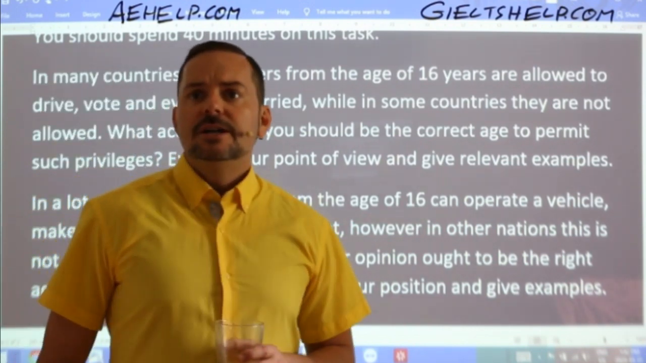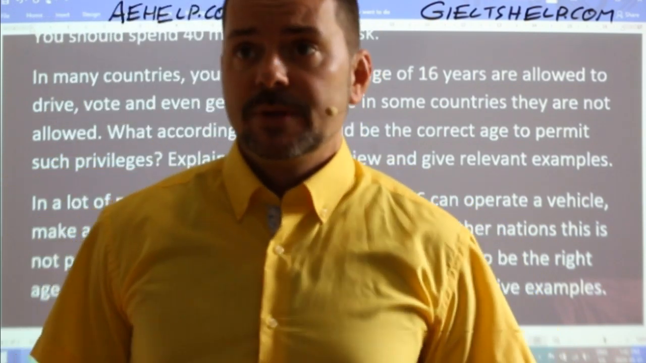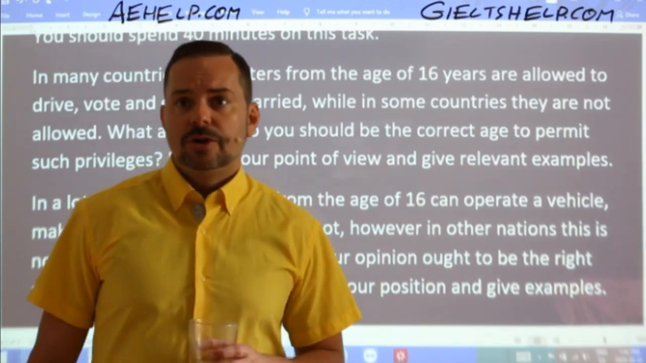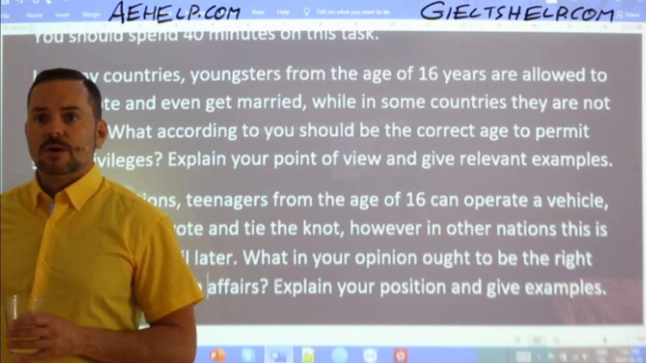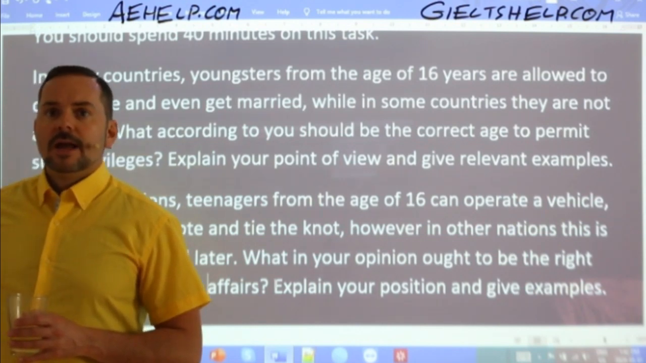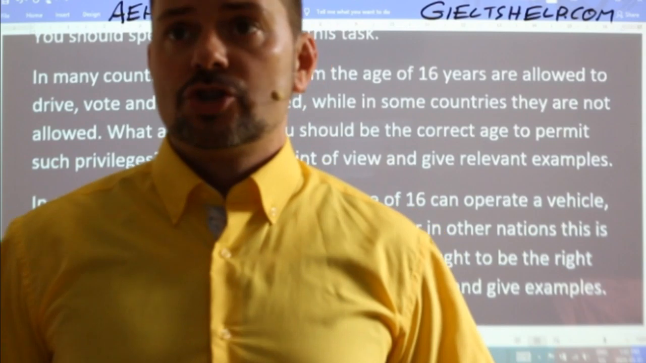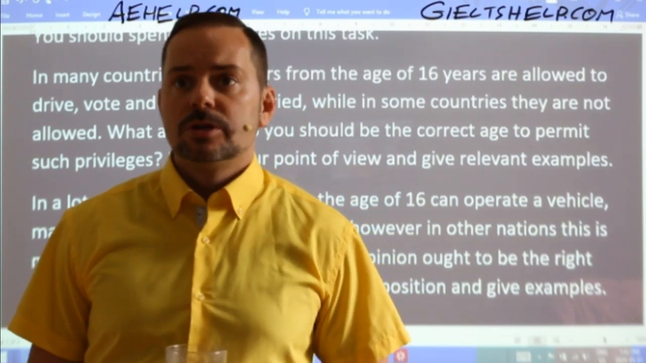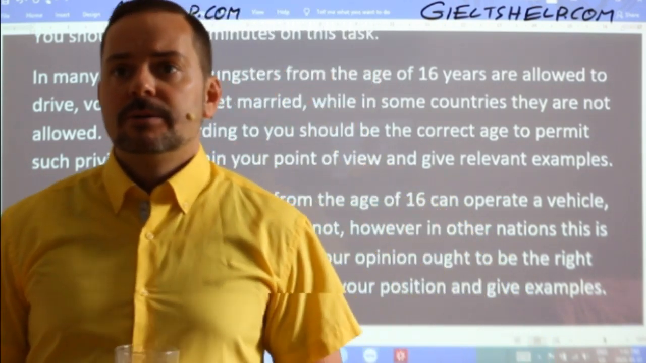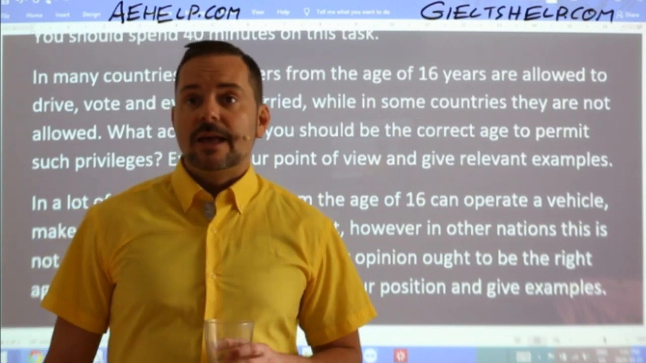Chaitra Nag says, in some societies, the legal age for securing a driver's license, voting, and getting married is 16 years. However, in other nations, this is not considered the appropriate age limit. State your opinion of the right age to acquire these benefits and give examples. Nice, Chaitra. I did a little bit of adjusting, but overall quite good. Angelina says, around the world, young people aged 16 years have the permission to drive, vote, and contract matrimony. According to your opinion, what ought to be the most appropriate age? Describe your opinion by underpinning these with practical examples. Angelina, very nice, very good paraphrasing.